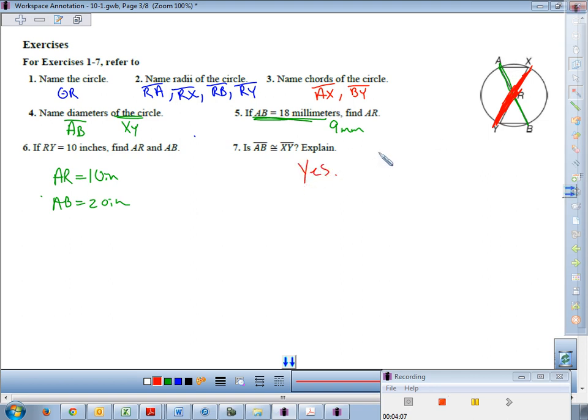Because they're both diameters of the same circle, right? They are diameters of the same circle. That's good handwriting right there. Of the same circle.